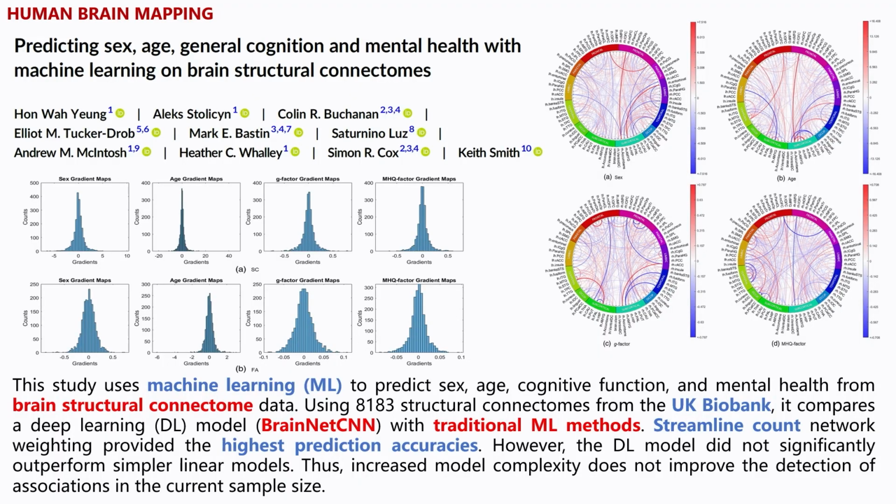And here is another one that also uses the brain structure connectome to predict sex, age, and also cognitive scores, which is also a continuous level in those behavior metrics.